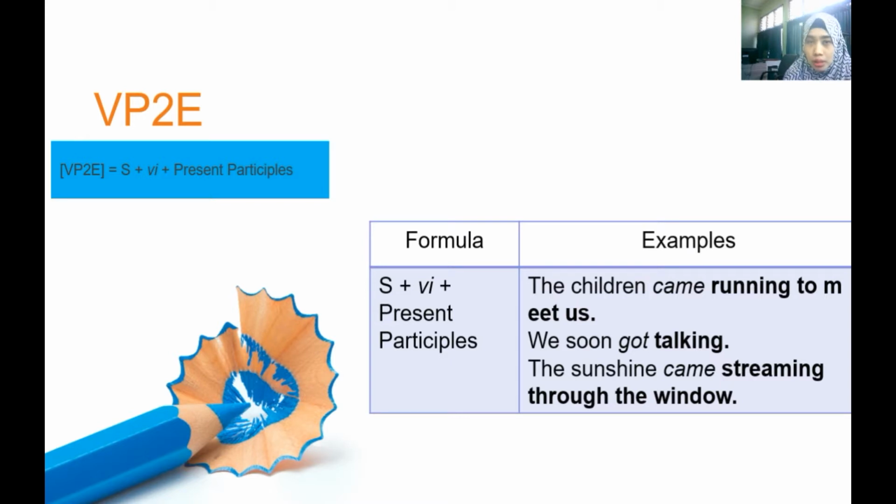a present participle. Next one, the sunshine came streaming through the window. The sunshine is the subject, and then came is the verb intransitive, and then streaming through the window is the present participle. So whenever you have the verb in -ing functioning as the adjective, then they can belong to this role.